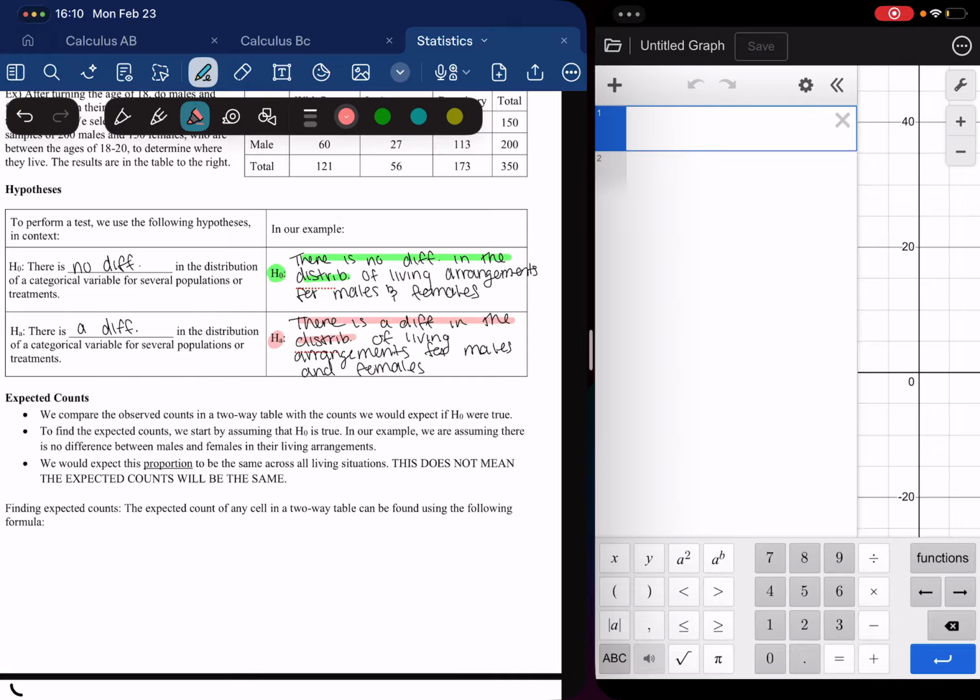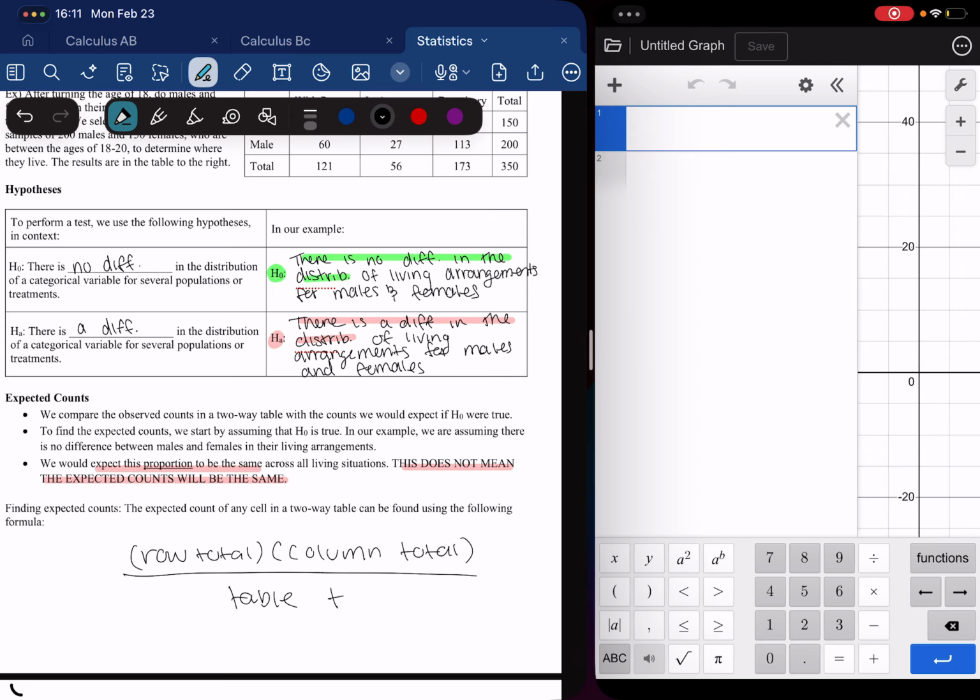To find expected counts, we're assuming the null hypothesis is true, stating that there is no difference in the distribution. We would expect this proportion to be the same across all living situations. However, this does not mean the expected counts will be the same. Since we're dealing with a two-way table, we are going to take the row total, multiply it by the column total, and divide the whole thing by the table total.